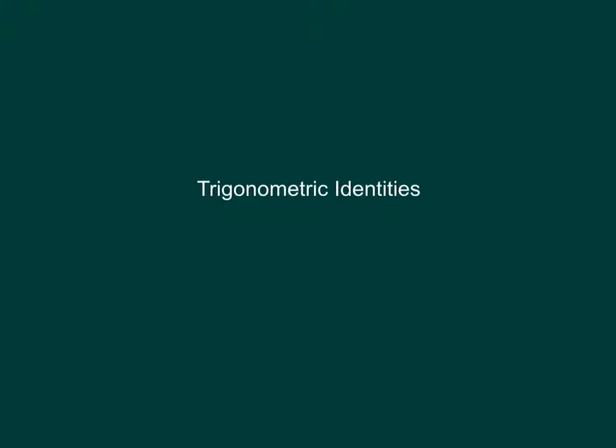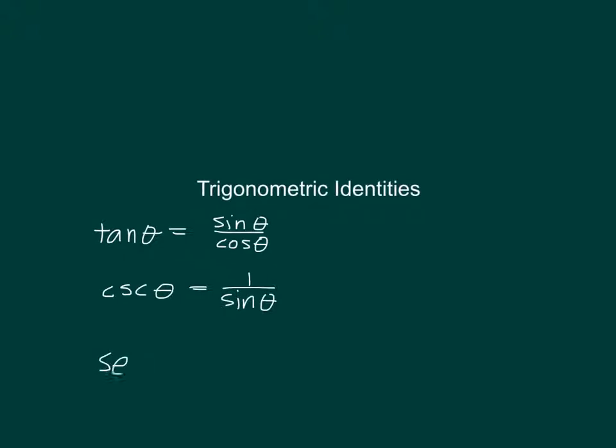Trigonometric identities, we have talked about some of these already. For example, tangent theta is sine theta over cosine theta. We had cosecant theta is 1 over sine theta. Secant theta is 1 over cosine theta.